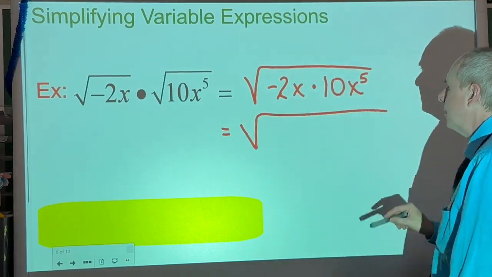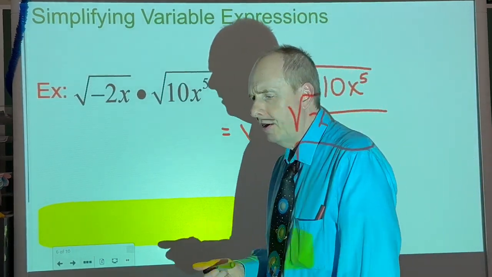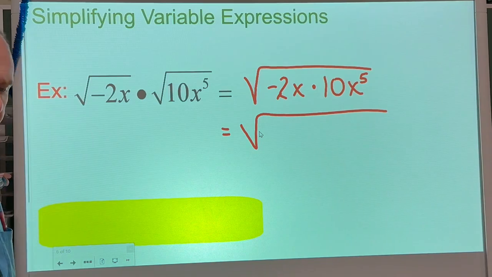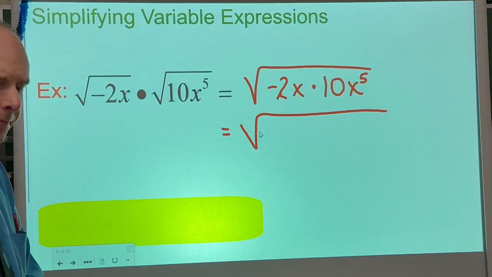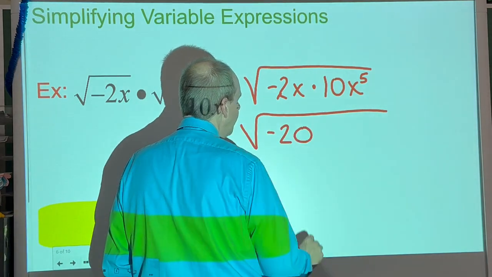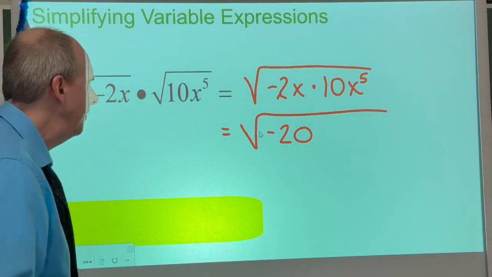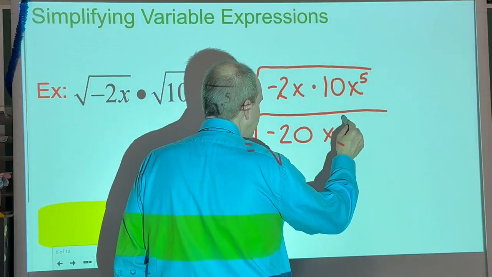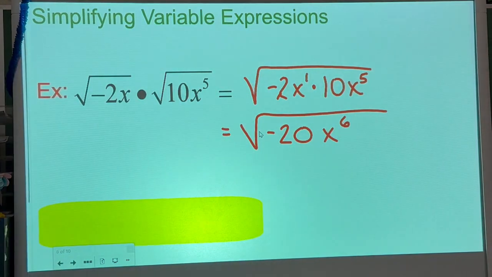But then probably what I'm going to do is put the numbers together and put the variables together. If I put the negative 2 and the 10 next to each other, or if I go ahead and multiply those, that might be a good idea too. We'll take a look at a couple different ways to do this. I'm going to start multiplying. Negative 2 times 10 is negative 20. And then x times x to the 5th would be x to the 6th power, because you have 1x here, you have 5 more x's there. You multiply them together, you got 6.